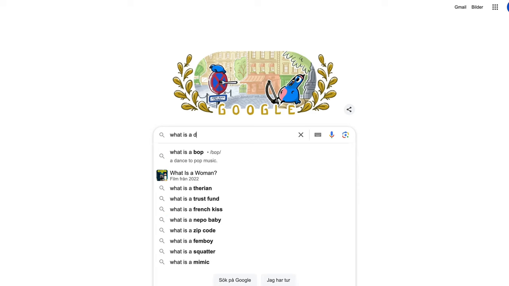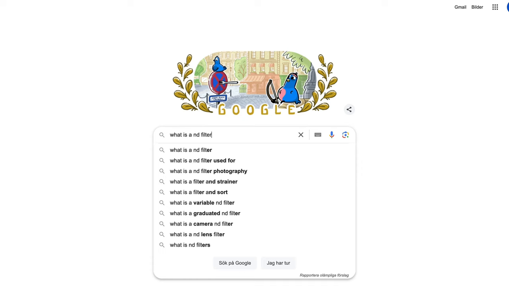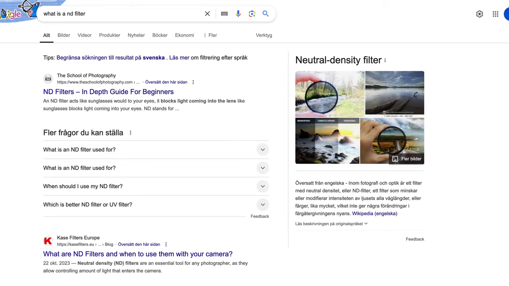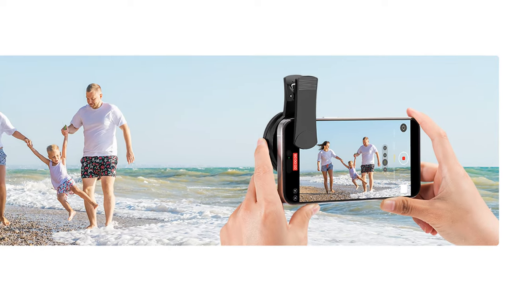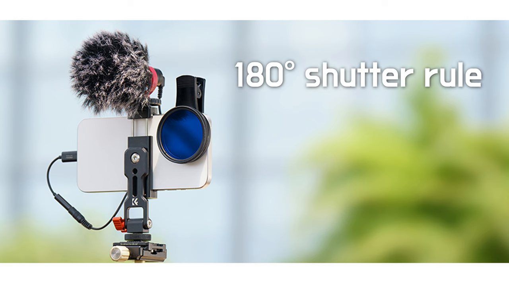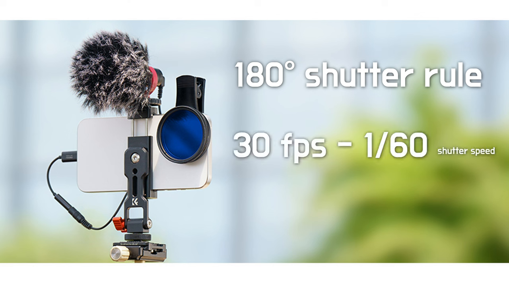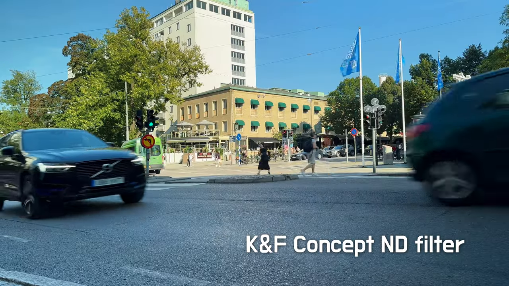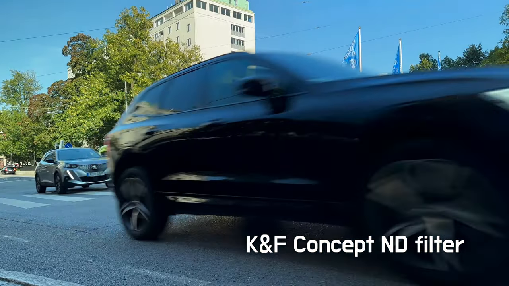First, real quick, what the ND filter does. It's sunglasses for your camera, and when it's bright outside, you don't have to crank up the shutter speed. Ideally, you want to keep the shutter speed 2x the frame rate. At 30 frames per second, the shutter speed should be at around 1/60th, for example. This will give you enough motion blur so that the image looks natural.